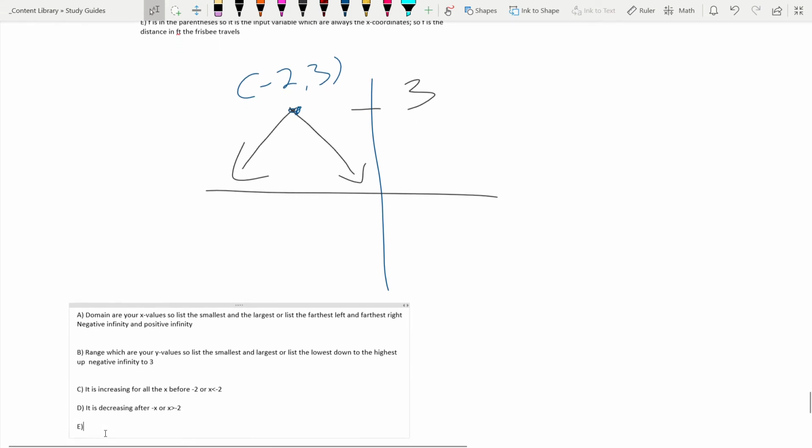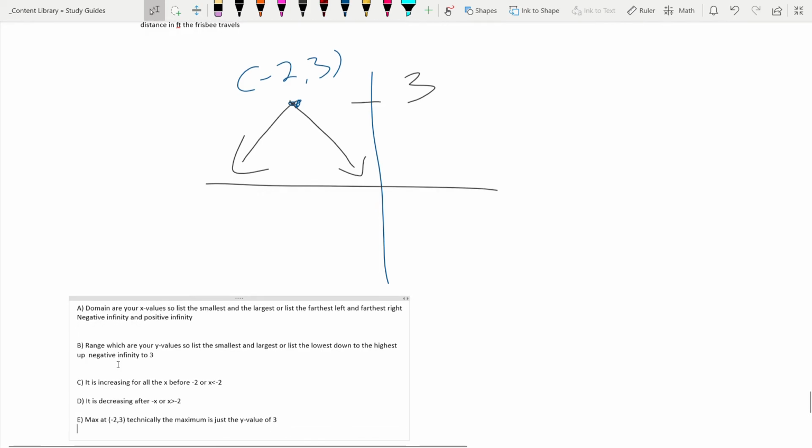E, maximum. A maximum is when you hit a highest point on a graph, which happens right here. So we have a max at negative 2, 3. Now that's good for Algebra 1. Technically, the maximum is just the y value of 3.